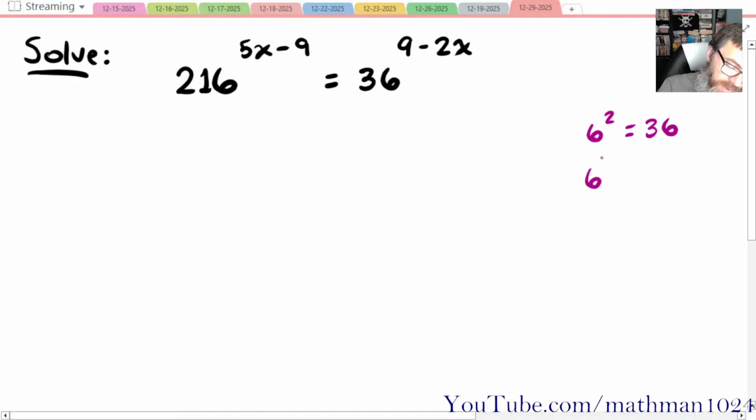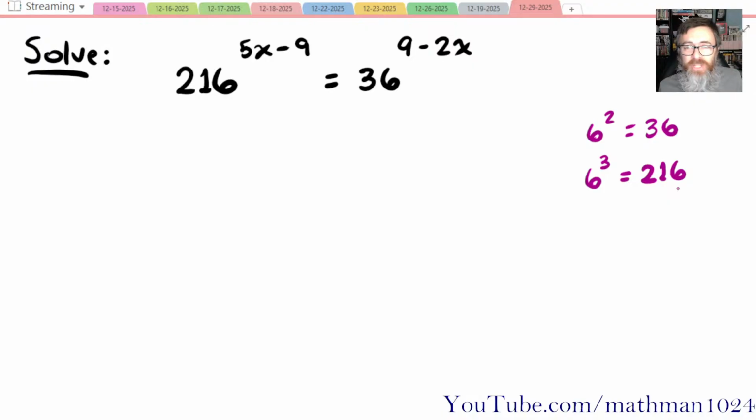If I want to figure out what is 6 to the third, I just multiply 36 times 6. And if you do that, you end up with 216. So you start with the small one, and you would keep multiplying times 6 until you got to the other one, and you could see, oh, it only takes one step. 6 to the third is 216.